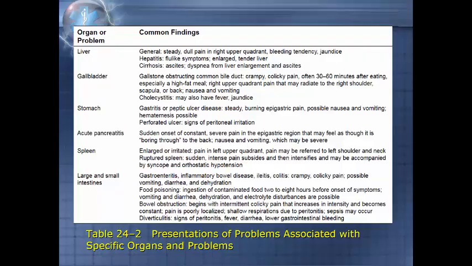So, some things. If you have a problem with the liver, generally you'll have a kind of steady dull pain in that right upper quadrant. You bleed more frequently, and they may have jaundice.